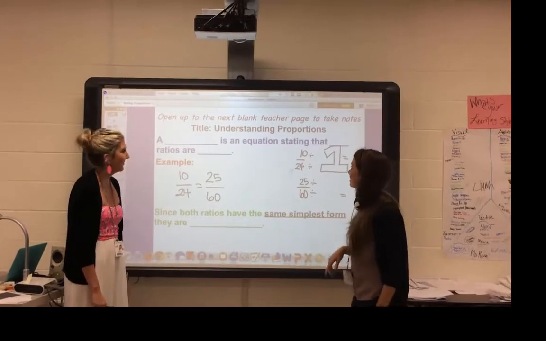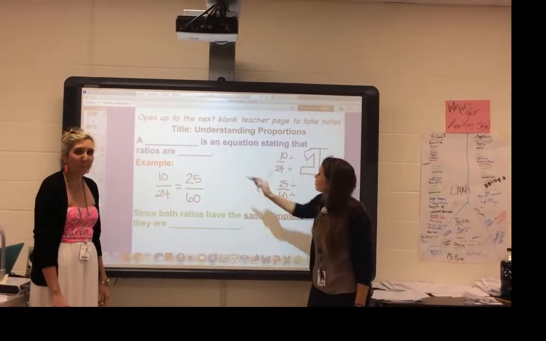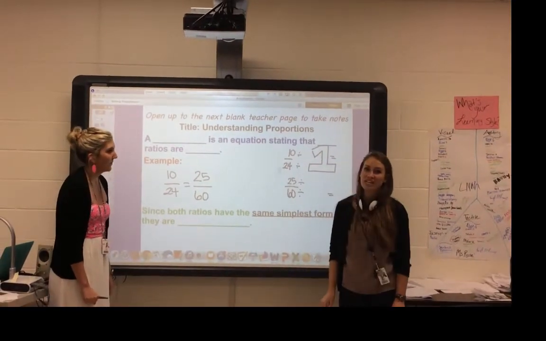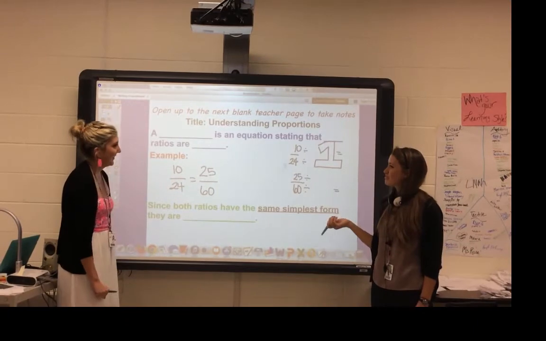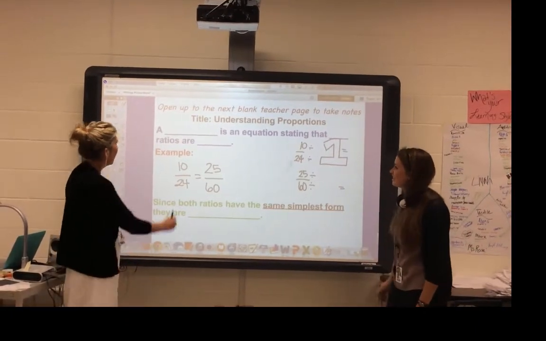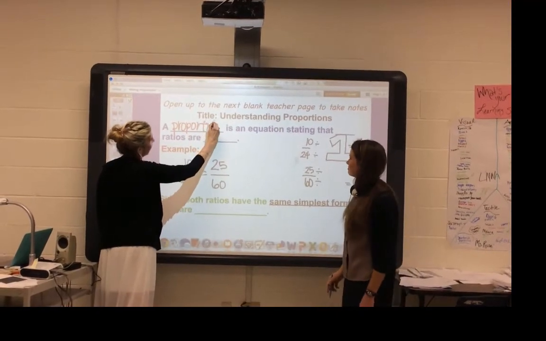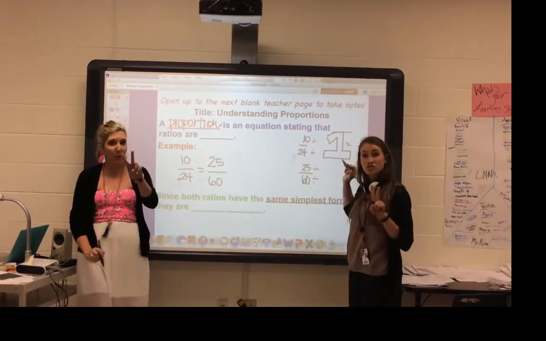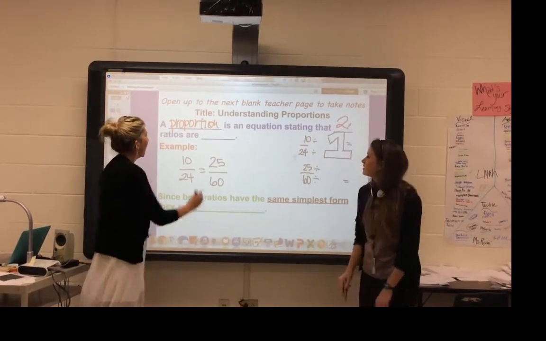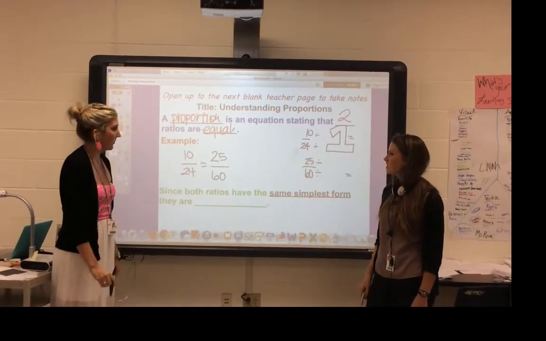Rates and ratios. So today in your notes, open up to the next blank teacher page, and your title should be Understanding Proportions. All right, so what is a proportion, Miss Sel? A proportion is an equation saying that two ratios are equal.